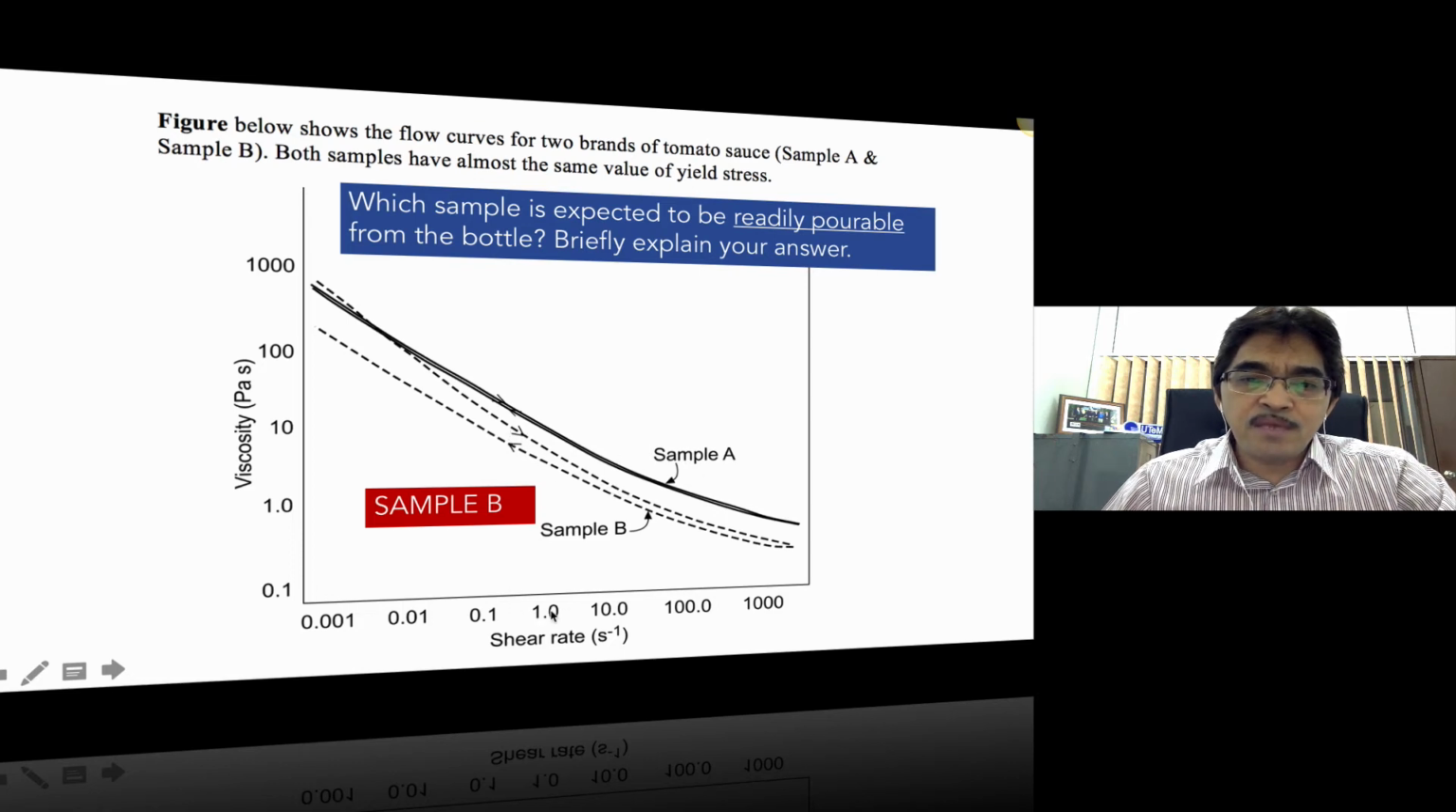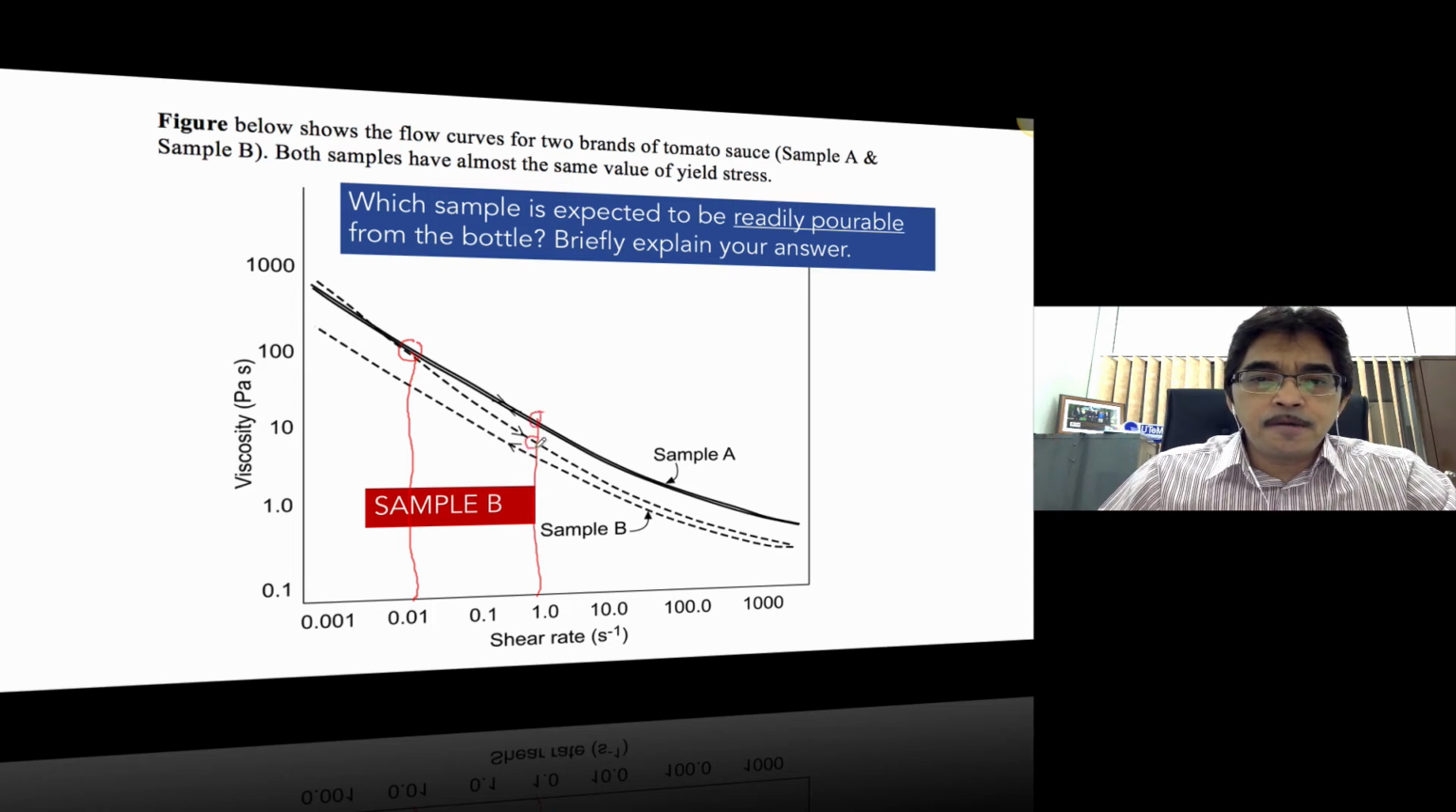So if you take any point of the shear rate, let's say at this point, maybe they flow more or less at the same rate. But once you get to this point, at this shear rate, you can see the viscosity of sample B is much lower than sample A, and at higher shear rate it is even more. So sample B is thinner and should flow more readily or more easily.